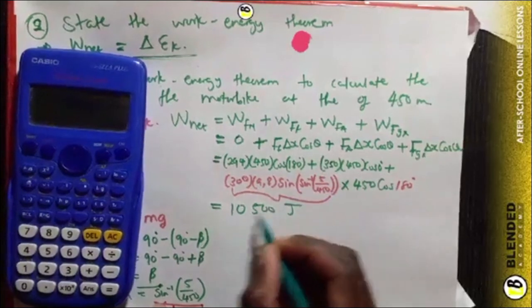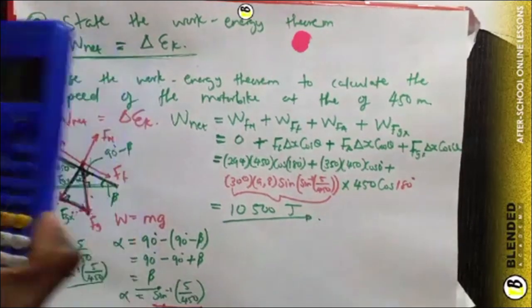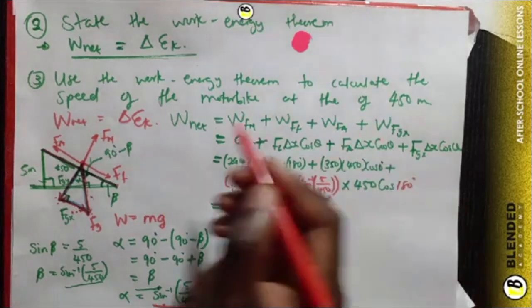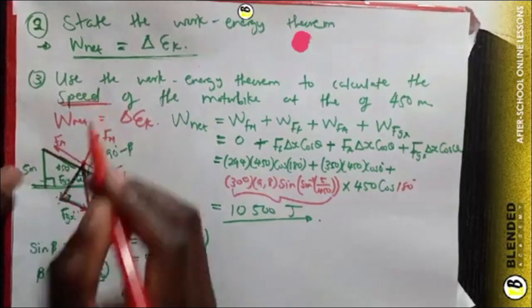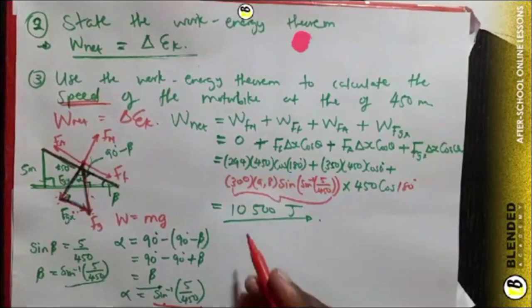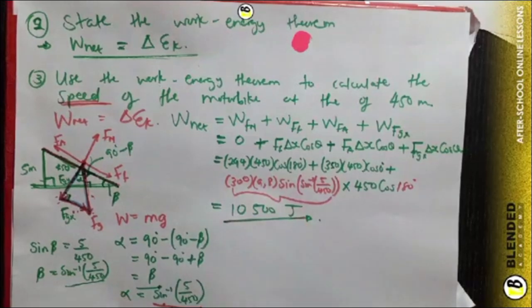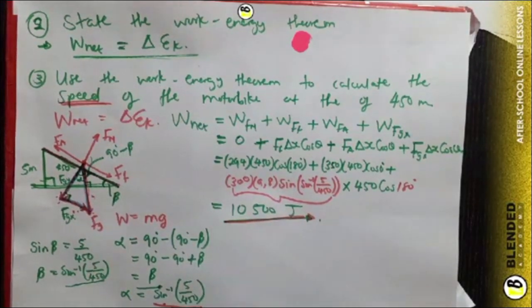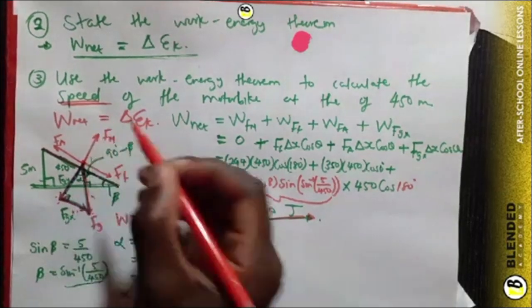10500 joules. Remember to put in the units when you're reporting these quantities. All right, so that's what you're going to get for your net work. But the question doesn't want us to calculate the net work. It wants us to calculate the speed. This is just a way of approaching this question, using a systematic approach so that we can get to the answer.